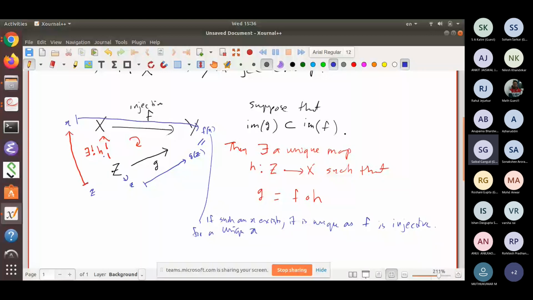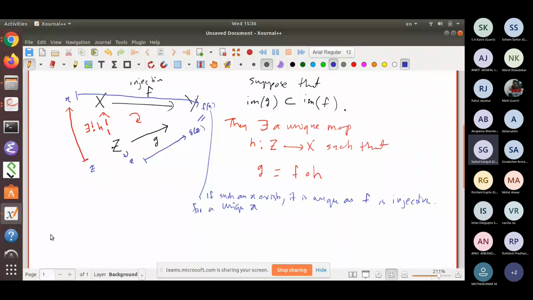Is the proof clear? This is the universal property of injective maps. This is what makes injections so great. All the time you have read injective map, injective map. So this summarizes why injective maps are so useful in sets. They have this property.